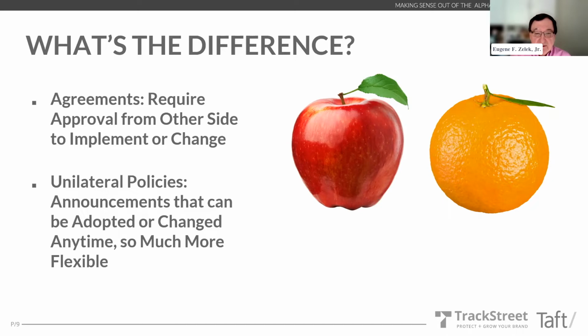Far better are unilateral policies. And unilateral policies are effectively announcements. So you just announce it: this is our policy. And they work on kind of an interesting fiction. And the fiction is, hey, you don't have to follow the policy if you don't want to. But if you choose not to, bad things happen to you.